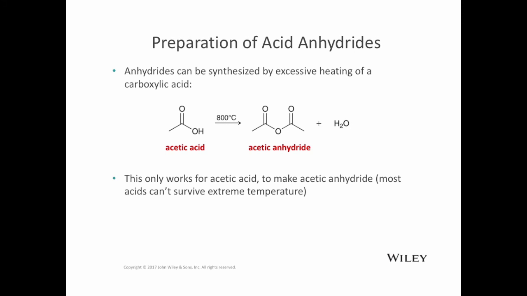Now let's switch gears to anhydrides. Anhydrides can be synthesized by excessive heating of a carboxylic acid, but this typically only works for acetic acid, and look at the temperature required, 800 degrees Celsius. So most acids cannot survive such an extreme temperature.